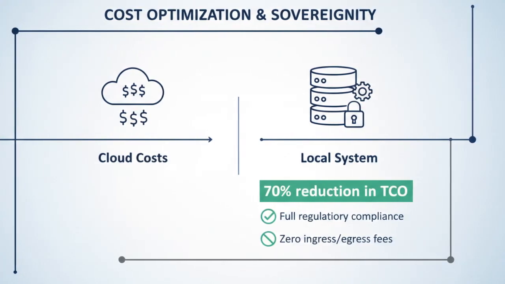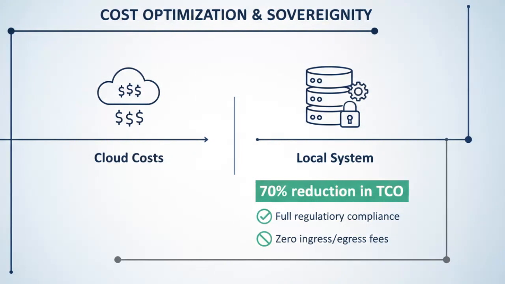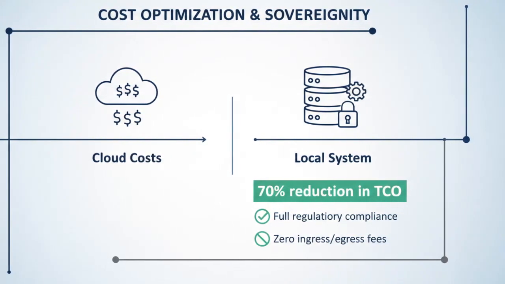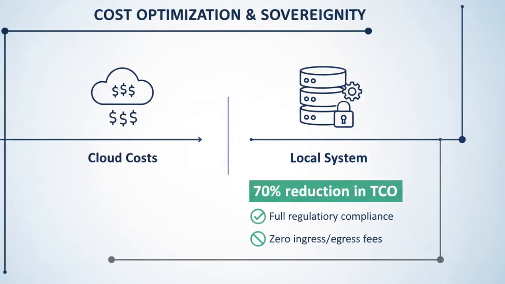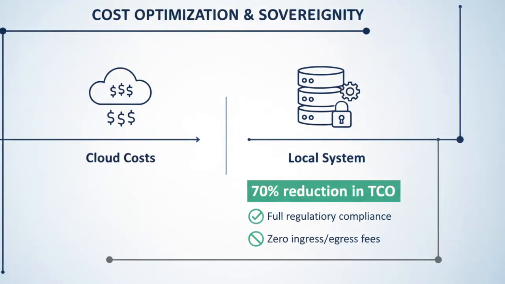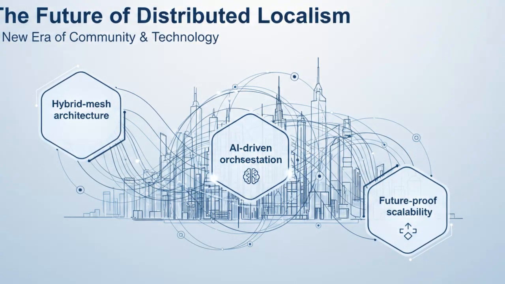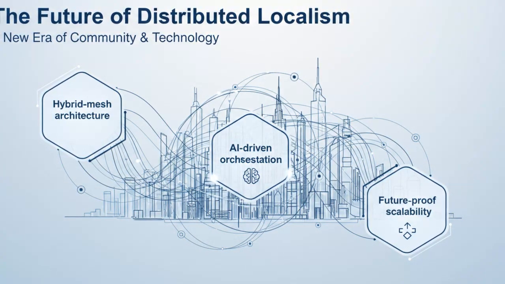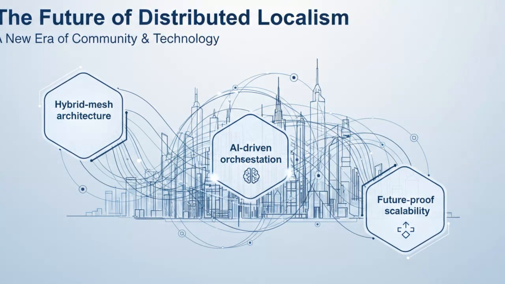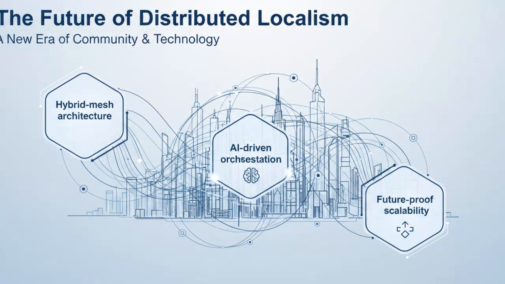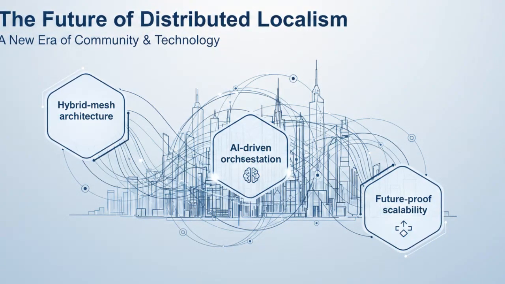This sovereignty gives you total control over your digital destiny, free from the pricing whims or service outages of third-party providers. It is the ultimate expression of technical independence, allowing you to build and scale on your own terms. As we look ahead, the boundary between local and cloud will continue to blur. We are moving towards a hybrid mesh architecture, where the local system is the primary compute engine, and the cloud is used purely for global distribution and cold storage.